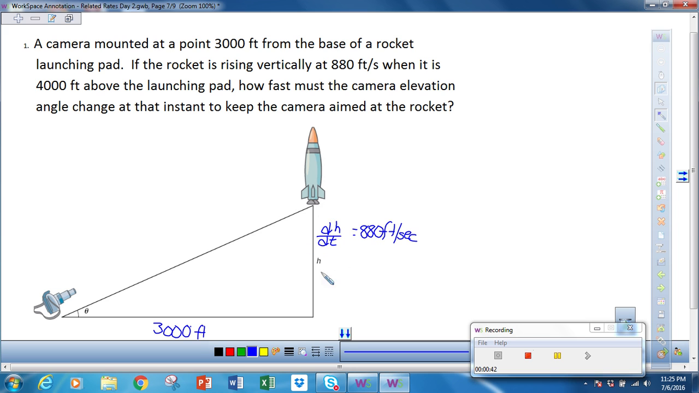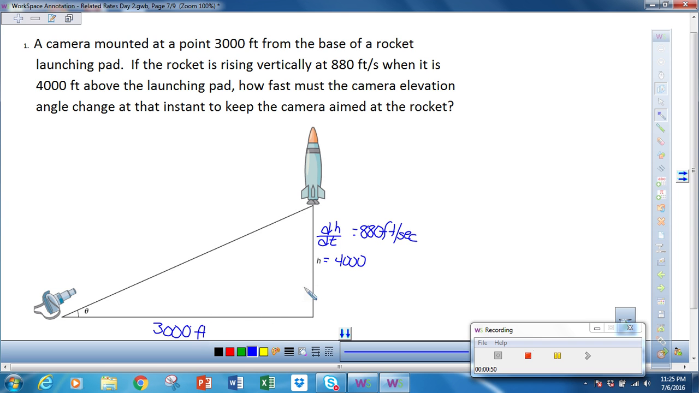And when the rocket is about 4,000 feet above the launching pad, so that would make h about 4,000, we want to know how fast this angle is changing. Okay, so this is a different formula that we're going to have to use. So what is the formula that can relate the angle to this? Now, if we go back to trig ratios, we could use either of the trig ratios. We could use sine, cosine, or tangent. I am going to choose to use tangent.